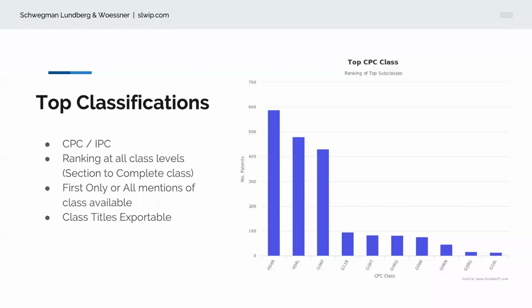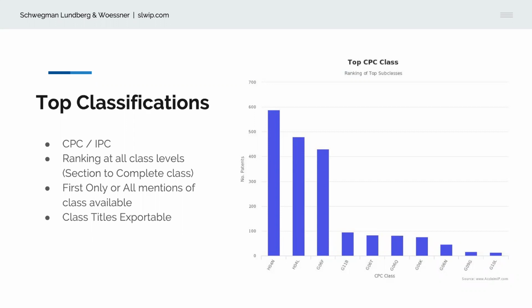So very often we'll do a multi-dimensional CPC one, where it's ones that are in this class and that class, and you can use that also to refine your searching. So I just wanted to add that before we moved on.